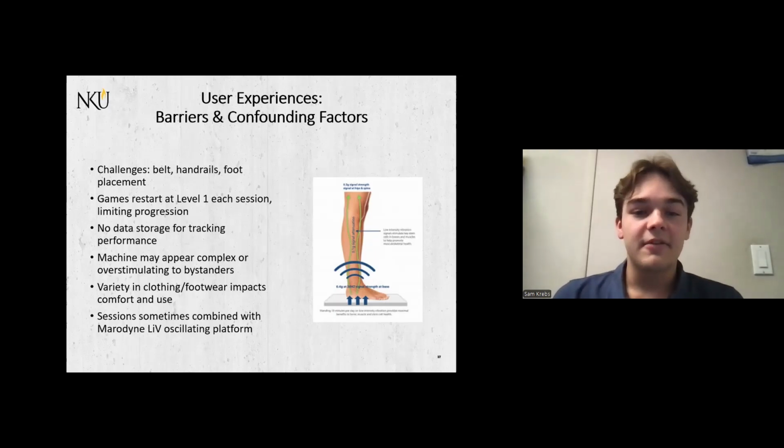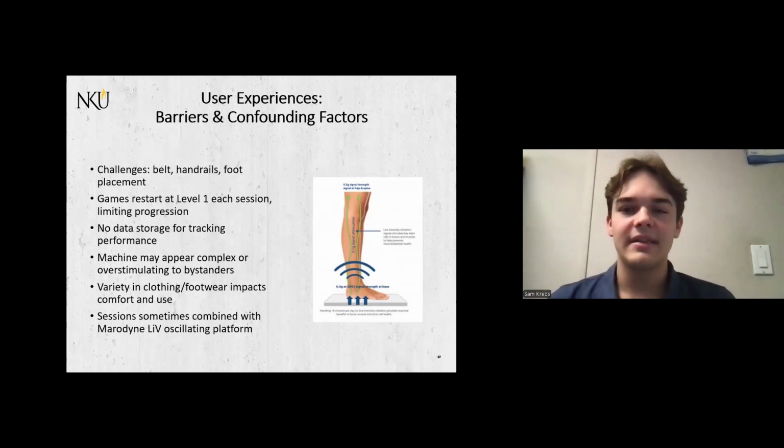You can use a variety of different clothing. Dr. Kaiser will talk about that. We did a study on this. And sessions are oftentimes combined with the Meradyne Live oscillating plate. It is a platform that circulates on your feet, and it releases a lot of joint and muscle tension.